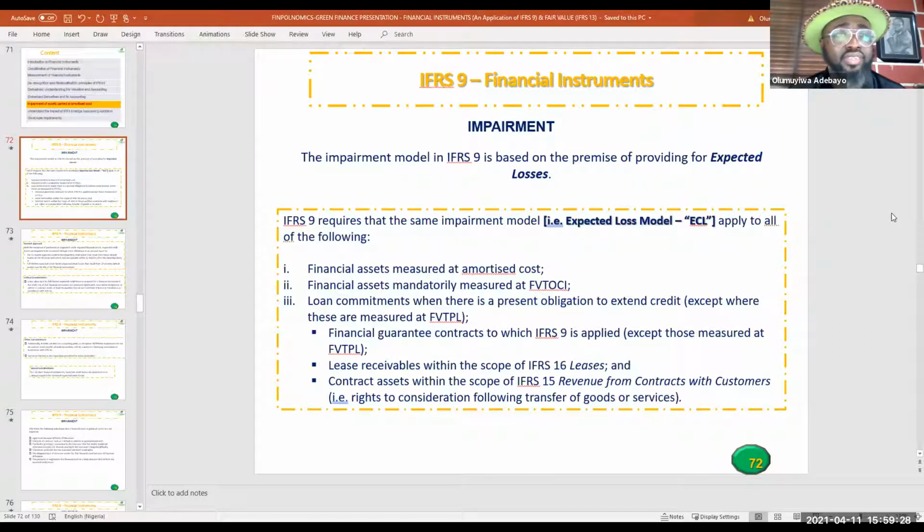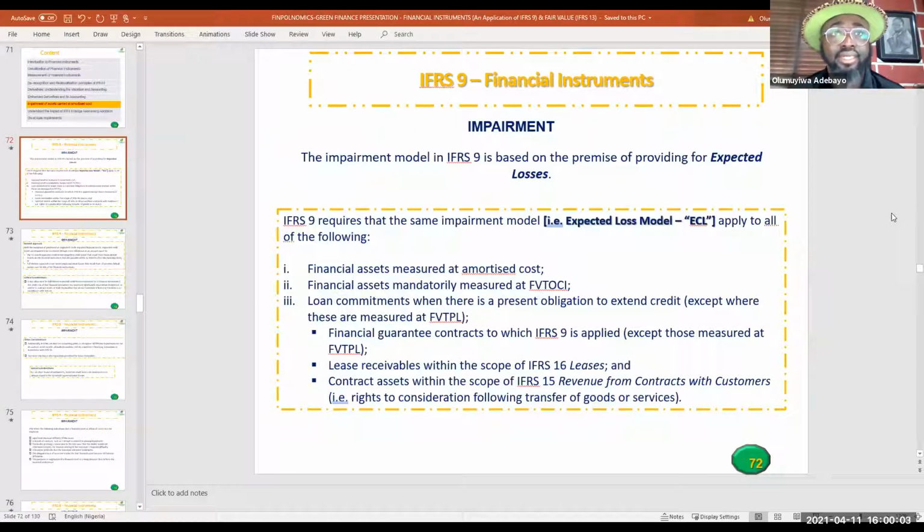IAS 39 is no longer relevant for us. IFRS 9 has superseded it. There's no knowledge of backward. If you want to have knowledge of backward, you go and do that research. Remember, knowledge is for use in the future. If you are looking at something that is no longer in use, it's like saying you want to learn how video cassettes were used. The knowledge now is what will be used today, tomorrow, and in the future.